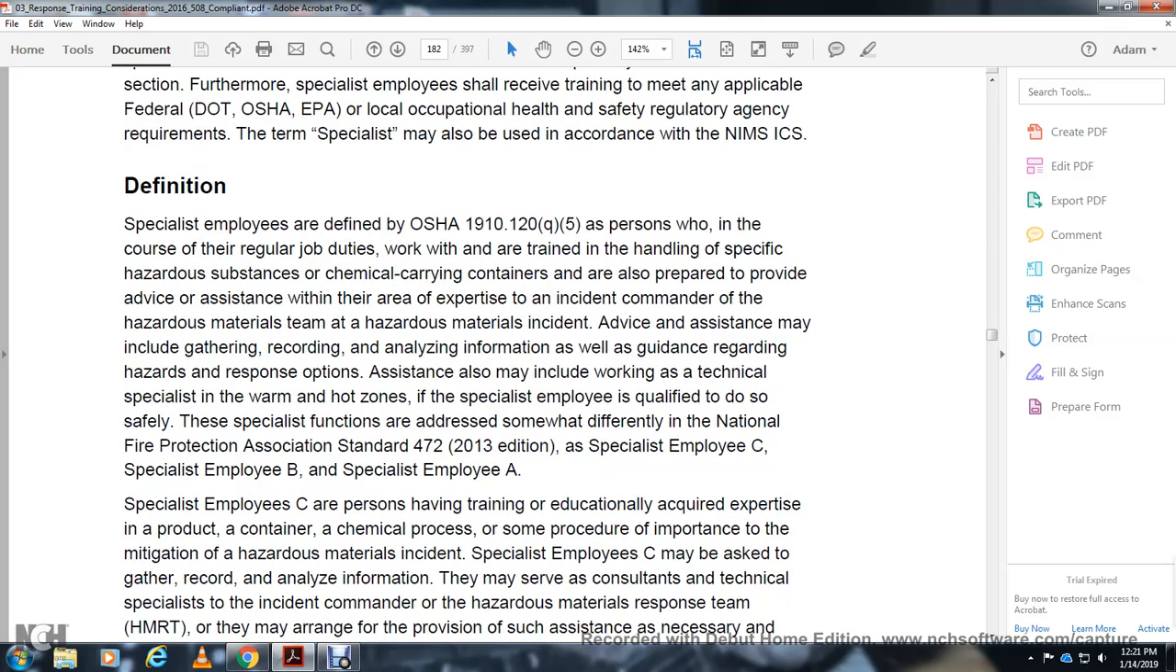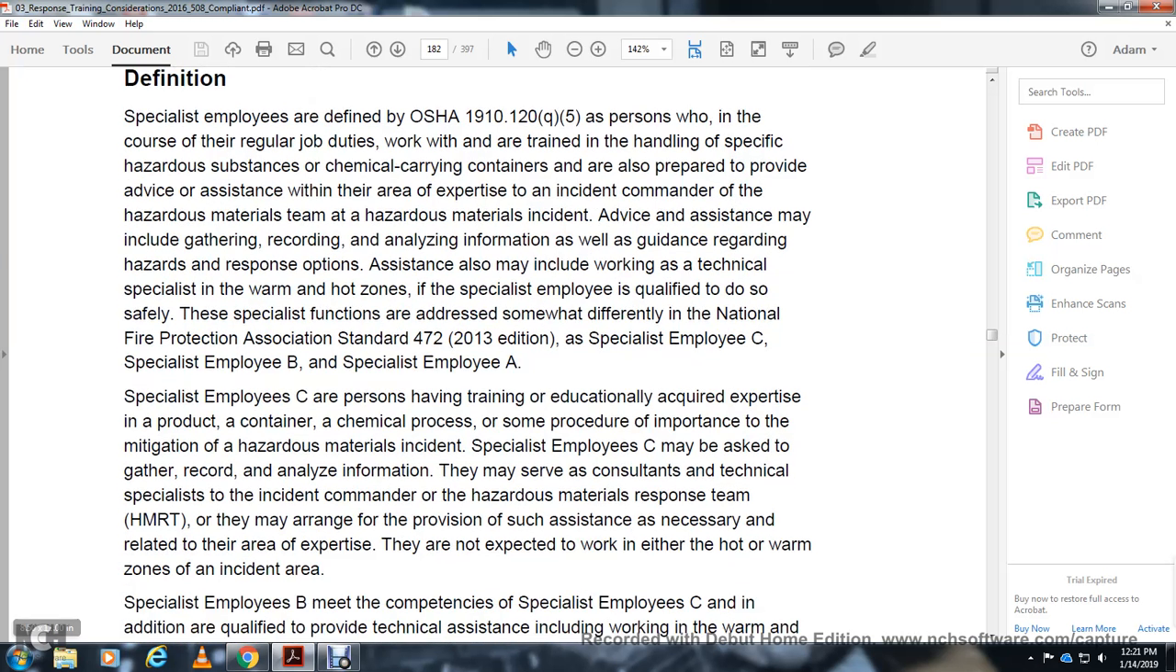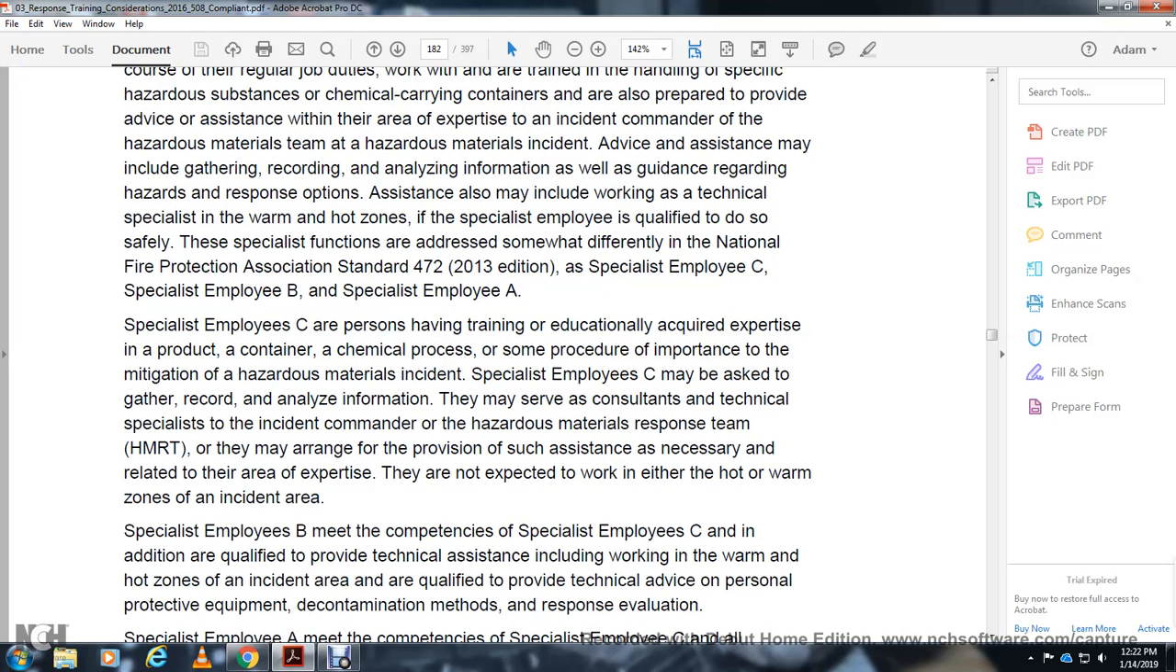Specialist employee C has been trained with additional education or expertise with the product, the chemical properties, and the mitigation of the hazardous material. Specialist employee C may exhibit a gap in the information and would consult with a technical specialist or the hazmat response team. They are not expected to work in the hot or warm zone of the incident area.